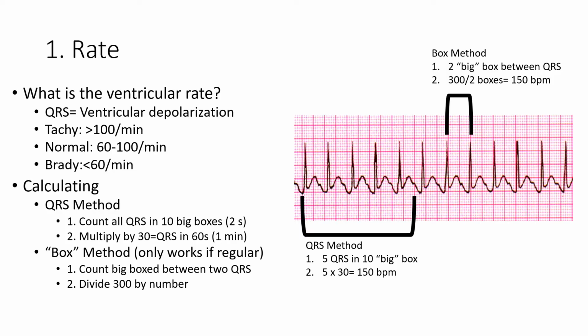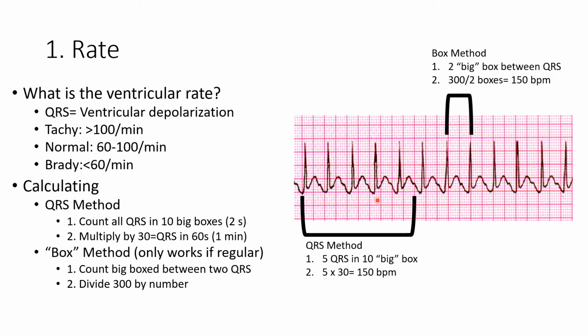There's two main methods for determining ventricular rate. The first would be the QRS method, where you calculate the number of QRSs that occur in 10 big boxes and multiply it by 30. Remember, each big box is 0.2 seconds, or 200 milliseconds, so 10 of them is 2 seconds. And if you count the number of QRSs within 2 seconds to find out how many QRSs occur in 60 seconds, you would need to multiply by 30.